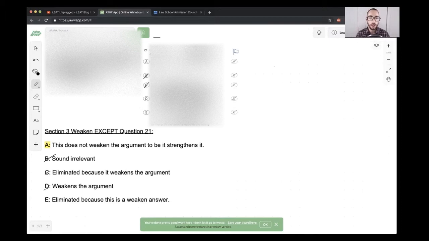D, every sulfur-emitting factory also emits other noxious fumes. So if they emit others as well, then maybe it's not the sulfur in particular, which of course the conclusion was, it's the sulfur fumes specifically that damage one's sense of smell. So D is out for that reason as well.